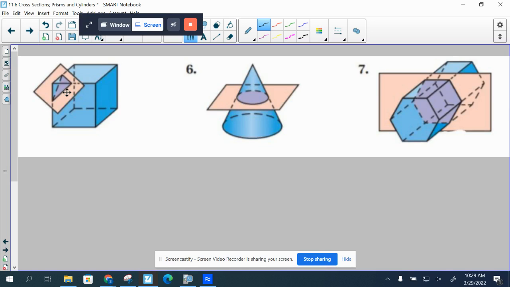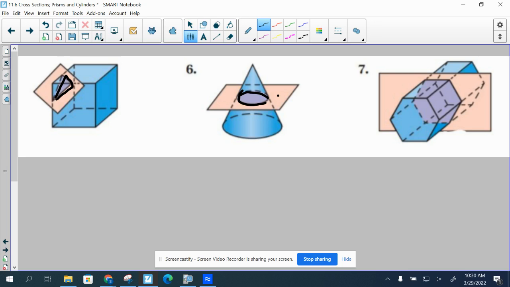Here, if you cut it in the corner, you make a triangle. Here for a cone, if you slice the cone, you get a circle. So we're assuming that this is parallel to the base here. And here you can assume that this plane is cut parallel to the base as well. So that would create a hexagon.